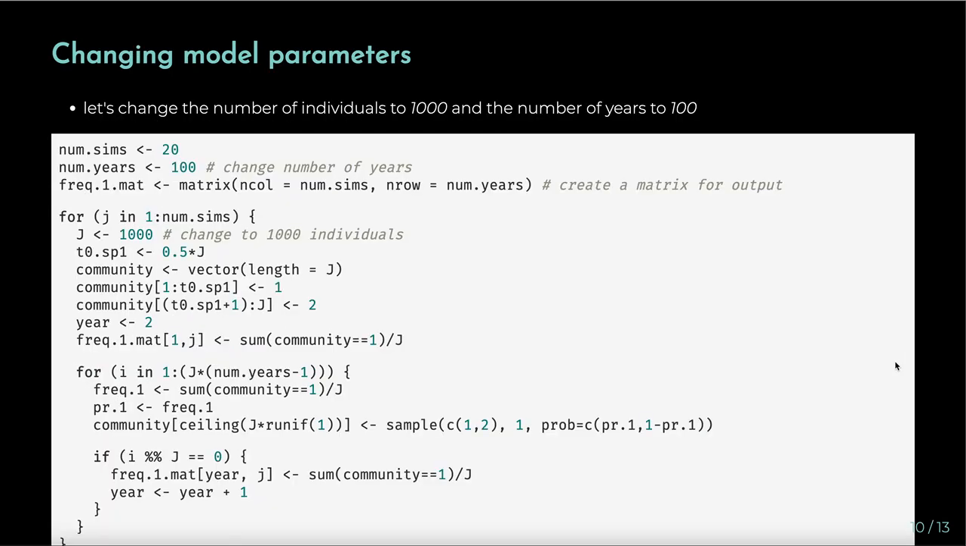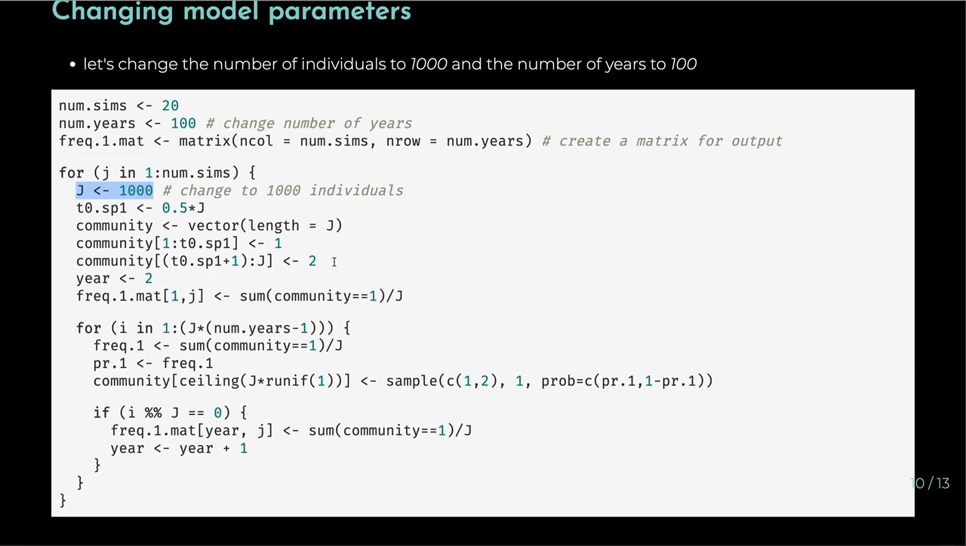Okay, so what if you want to change model parameters? It's as simple as changing a single number in your big, giant, clunky loop. You just have to know which number it is. So in this case, let's change the number of individuals in our community, that's J, remember that, to 1,000 individuals, and the number of years that we're simulating to 100. The number of years, we're changing that number right here. So that's 100 now. And then the number of individuals, J, we're changing right here. So that's 1,000 individuals in this loop. And then we run it.